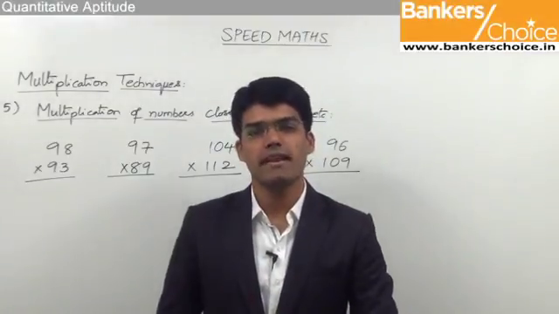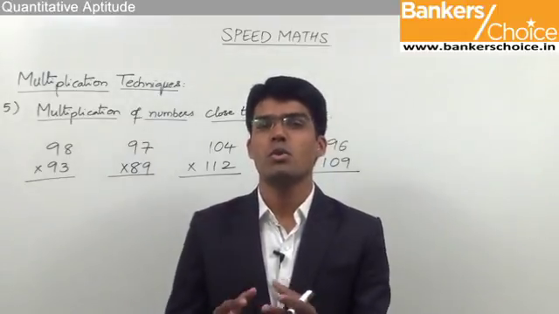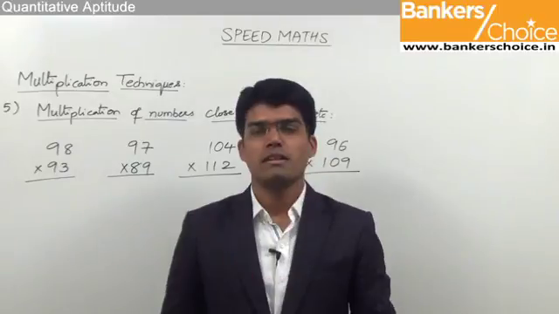The next multiplication technique that we are going to learn now is multiplication of numbers which are close to 100 or numbers close to 1000 and so on. The multiplication of such numbers can be done in a very simple and straightforward manner which involves just 2 steps. Let us take some examples to understand this.